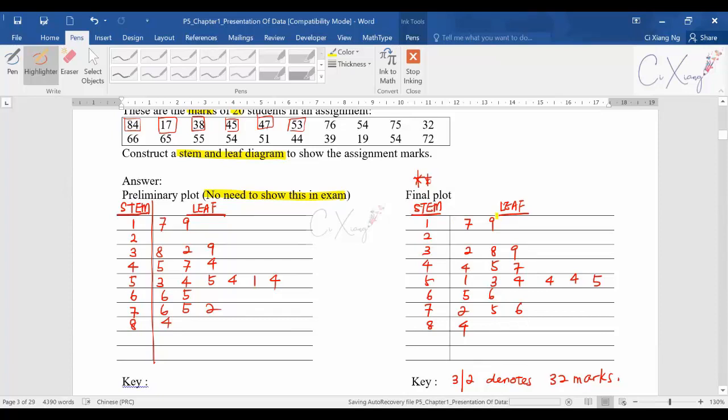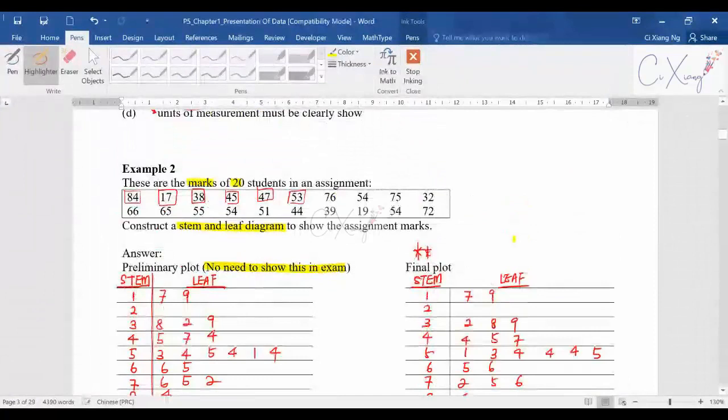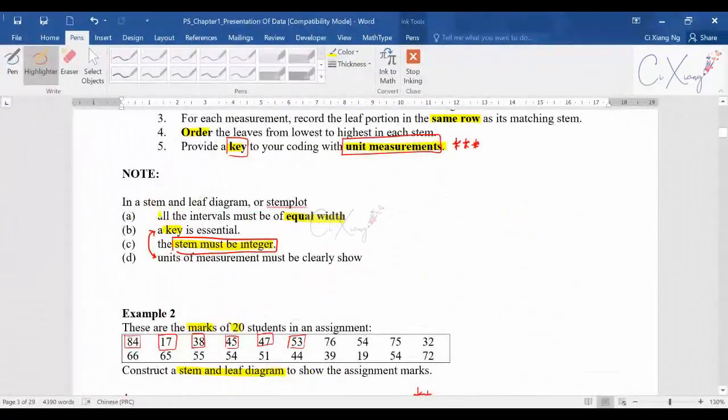Okay, so let's have a look at the details that we have just now. Okay, so there are 4 points here, right?